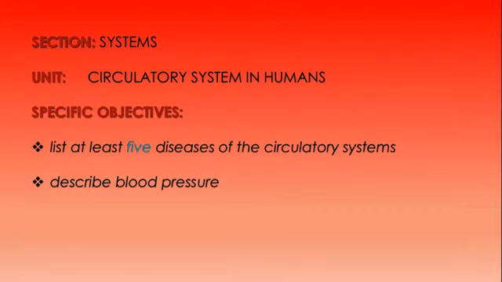We are gradually edging towards the end of this topic, circulatory system in humans. And by the end of this lesson, you should be able to list at least 5 diseases of the circulatory systems, and then to describe what we call blood pressure.